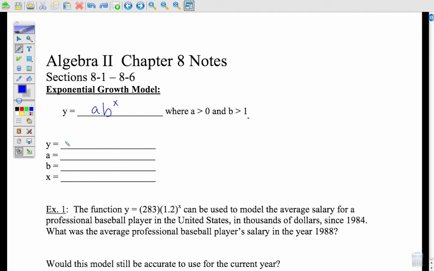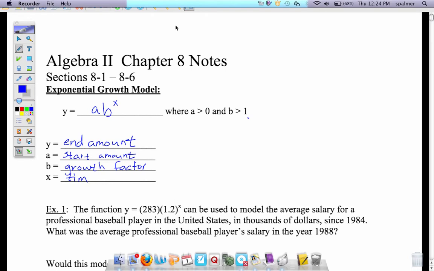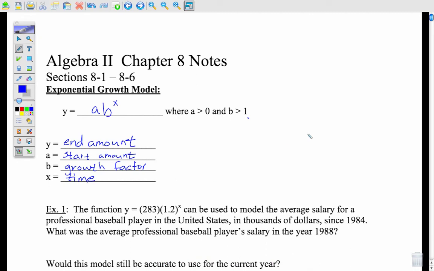This letter y out here, this is your ending amount. This is how much you end up with when you have an exponential growth problem. This letter a here, this is your starting amount. It's how much you start with, whether it would be dollars or cells of bacteria or something like that. This letter b is what we call the growth factor. And this letter x, this last x here, this is your time.